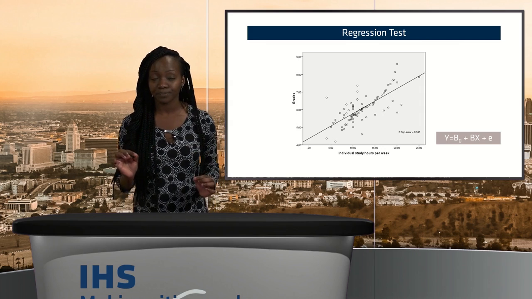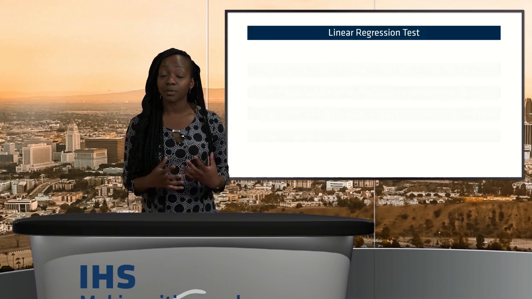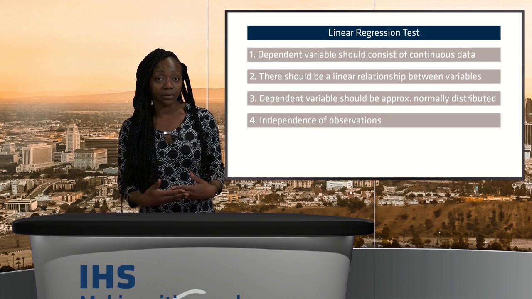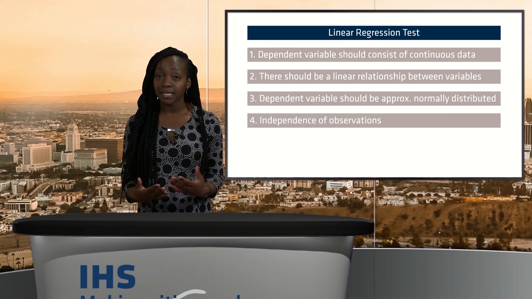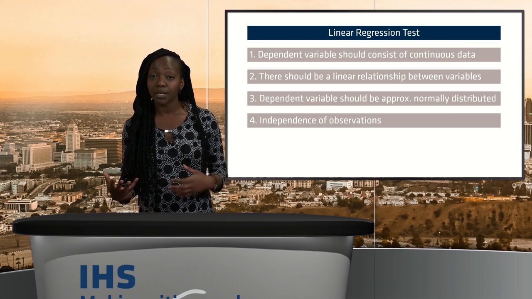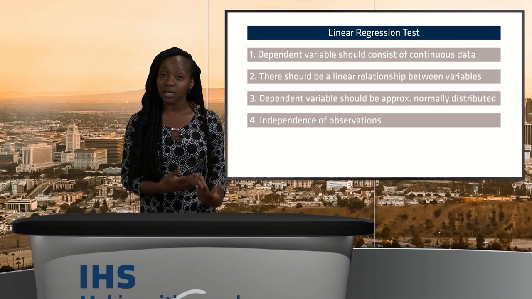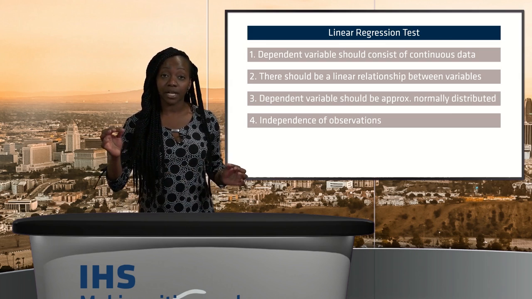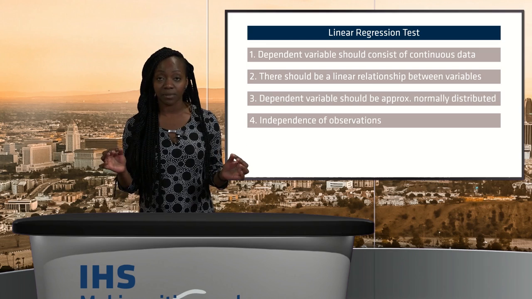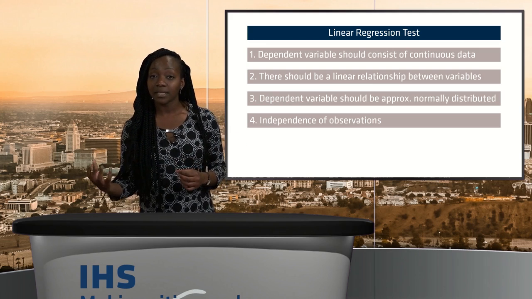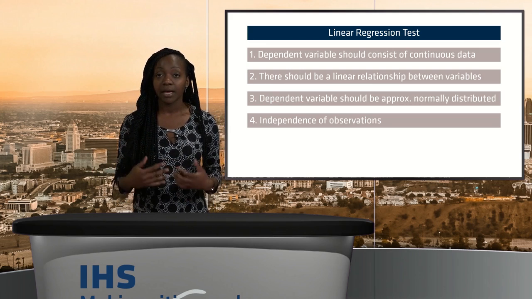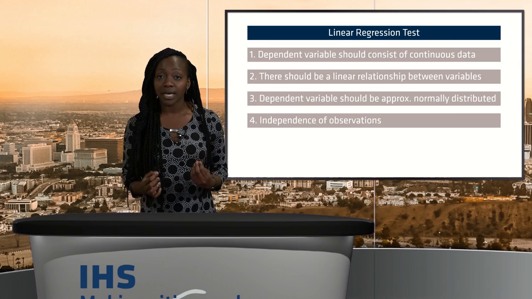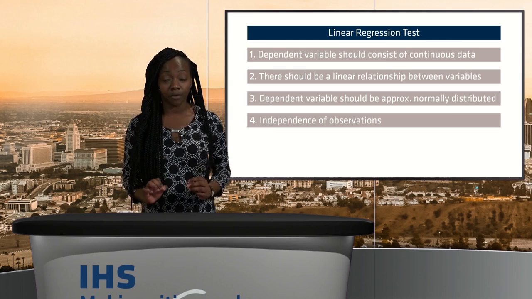There are also some conditions that have to be met with linear regression, just like with the other inferential tests. Firstly, the dependent variable should be continuous data. Secondly, there needs to be a linear relationship between the two variables. Thirdly, your dependent variable should be approximately normally distributed. Fourthly, there should be homogeneity of variances. And lastly, you should have independence of observations.